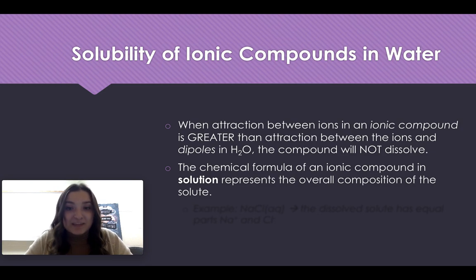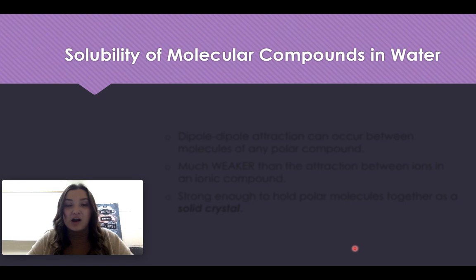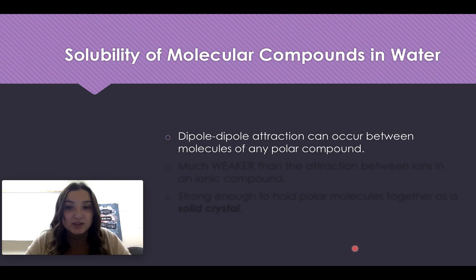And it's important to remember that the chemical formula of an ionic compound in solution represents the overall composition of the solute. So an example is NaCl (aq), which we know from this aq right here, is saying that the dissolved solute is made up of equal parts sodium and chloride. All right, so now we're going to move on to talking about molecular compounds in water. So we have dipole-dipole attraction that can occur between molecules of any polar compound.